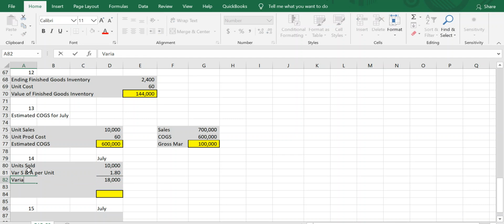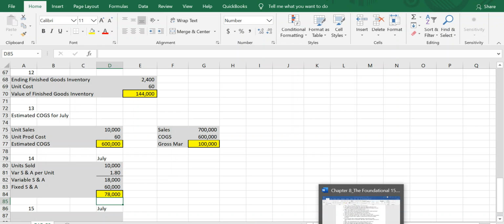So variable selling and admin. And then we have the fixed portion. So we have fixed selling and admin, 60,000. And we add those together, we get $78,000. So that's the answer to number 14.